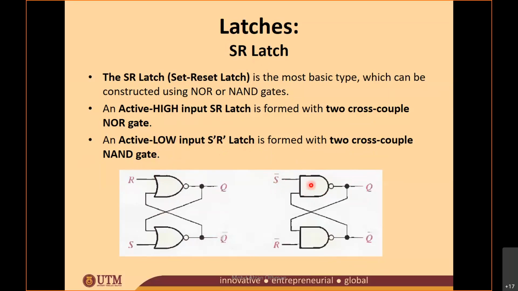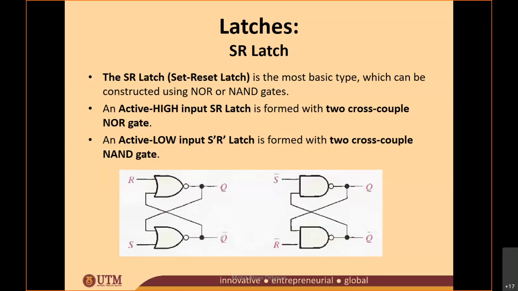Okay, so sama juga, cumanya kedudukan dia input ni berbeza lah. For this one here, S bar kat sini, R bar kat bawah, and then this is the output Q, and this is the output Q bar. And then the output Q will become input of the second NAND gate, while the output Q bar will become the input of the first NAND gate. So kita akan tengok dulu. So this is the basic SR latch, active high and active low input latch.